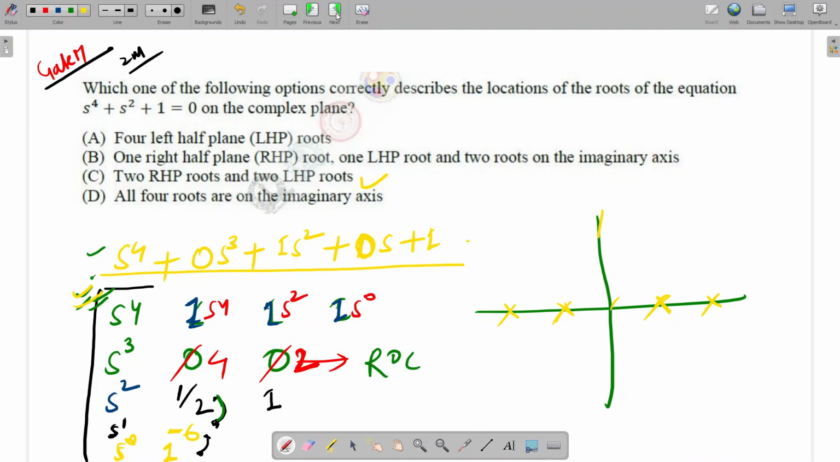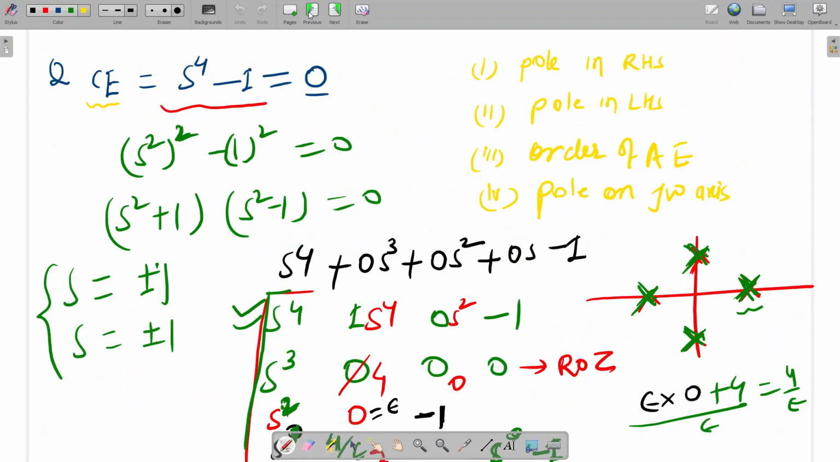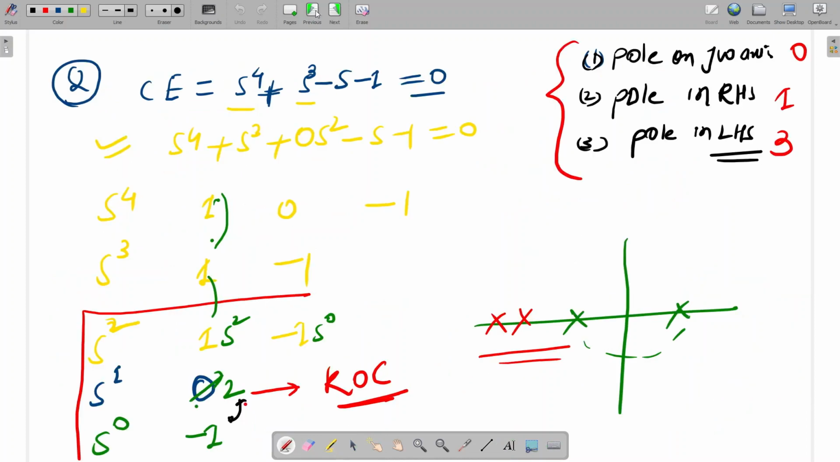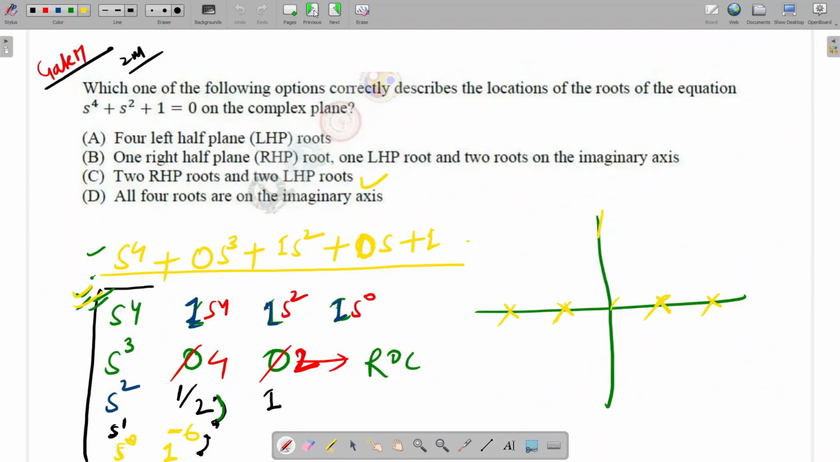No, sir. Okay, some more questions I will show you just quickly. Sir, there is an entire row going to zero. Yes. Then what do we have to do? See, entire row is 0 means that will be a row of 0. Accordingly, we have to do the calculation. So now this is our auxiliary equation. Then 1 s to the power 4, 1 s square, this will come as 4, this will come as 2.